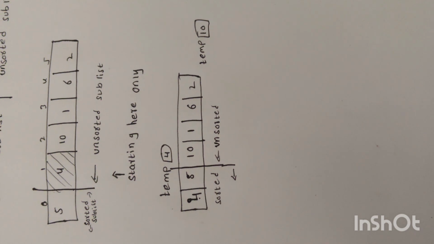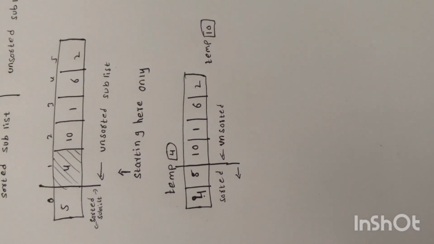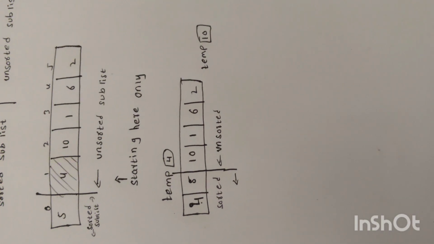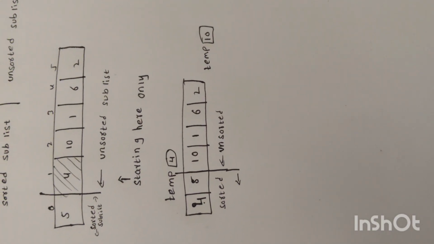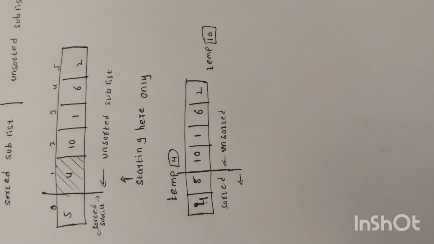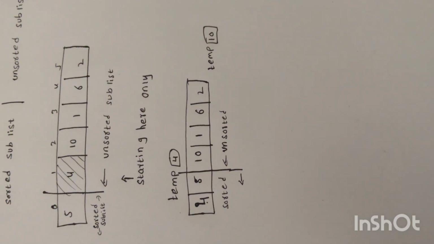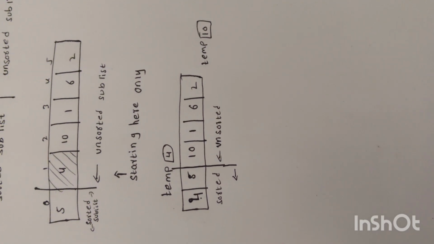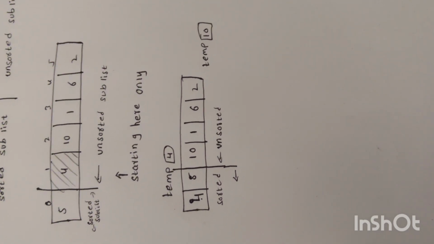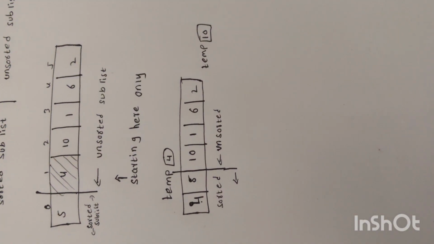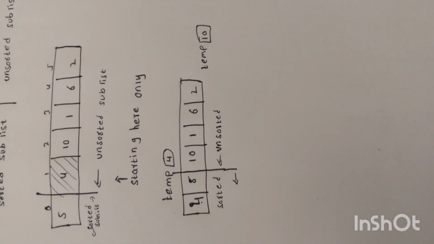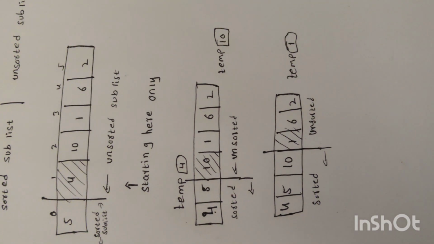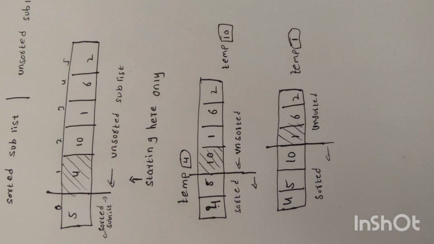Fine. Now see, first 5, then 5 would be compared with the temp value. Is 5 greater than this temp value? No. Fine. Then no need to right shift this value. Simply, if this condition is not true, then you simply insert 10 here only and the array would be something like this: 4, 5, 10, 1, 6 and 2. Now this is the sorted sublist, and this is now your unsorted sublist.